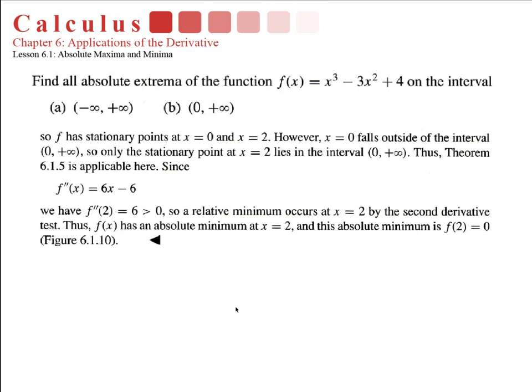Let's take the second derivative, which is all about concavity. Taking the second derivative, we get 6x minus 6. F double prime of 2 is equal to 6, and that's positive. And if it's positive, that means it's concave upward.